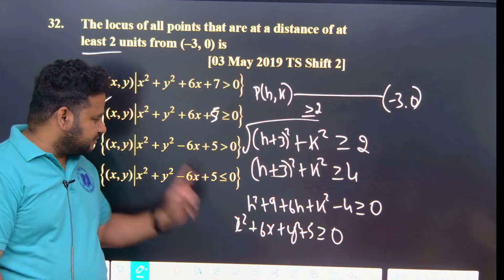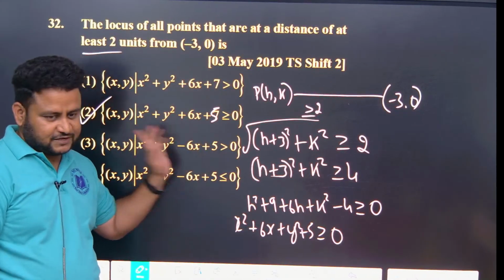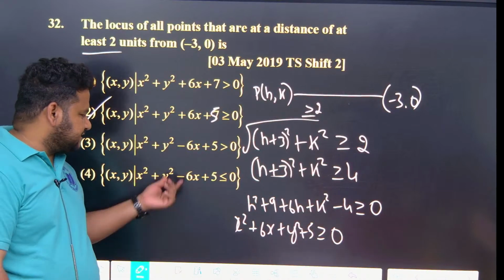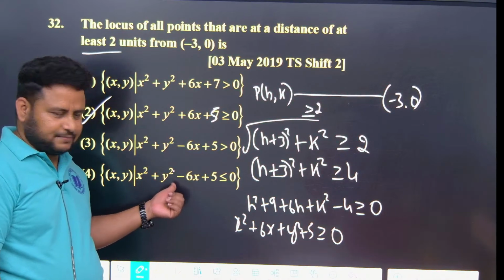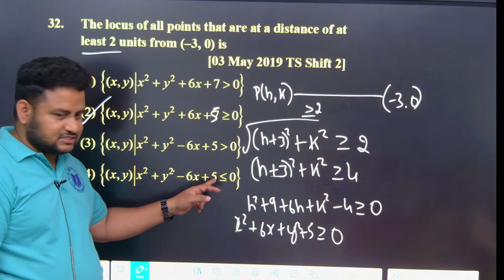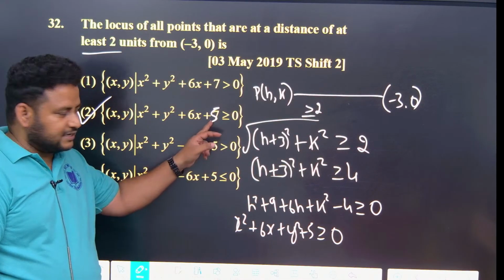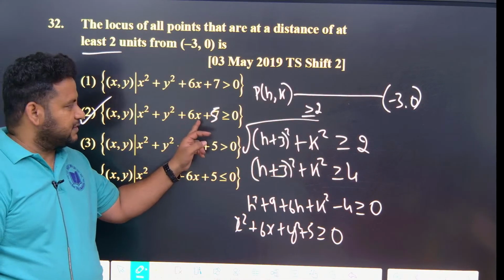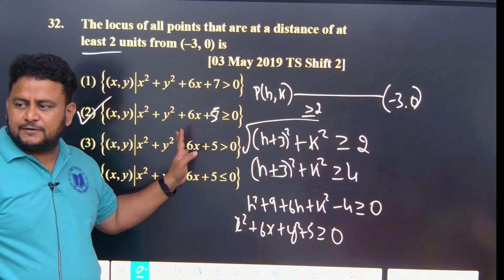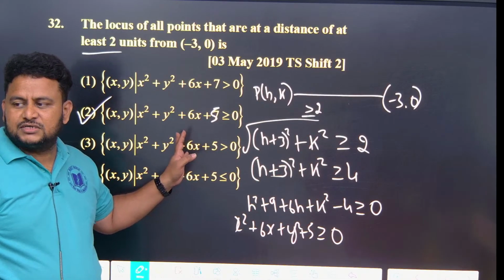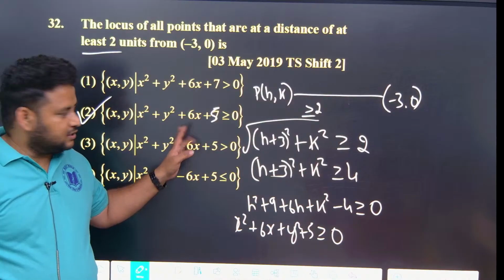So see here, x square plus y square plus 6x plus 5. Otherwise here it should be plus 6. Minus won't come here. But it is less than or equal to 0. That is not correct. It should be greater than or equal to 0. So here it should be plus 5. Understood everyone? Any doubt? Got it? So this will become what?